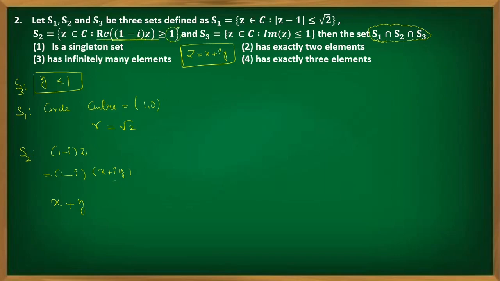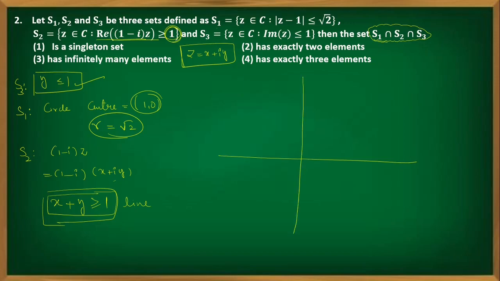X plus y is what? Greater than or equal to 1. So here we get x plus y is greater than or equal to 1. This is your S2. Now you see S3 is y less than or equal to 1. S1 is the circle with center at 1 comma 0 and radius root 2, and x plus y greater than or equal to 1 is a line. Now the common region of all these three, S1, S2, S3, how to find that?